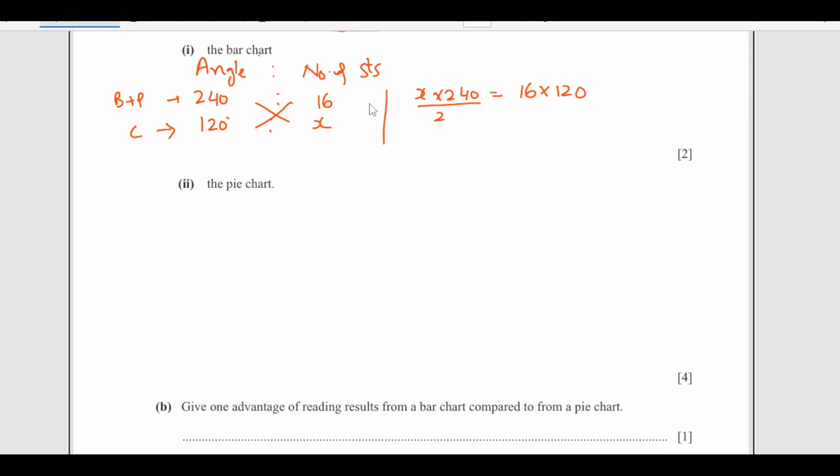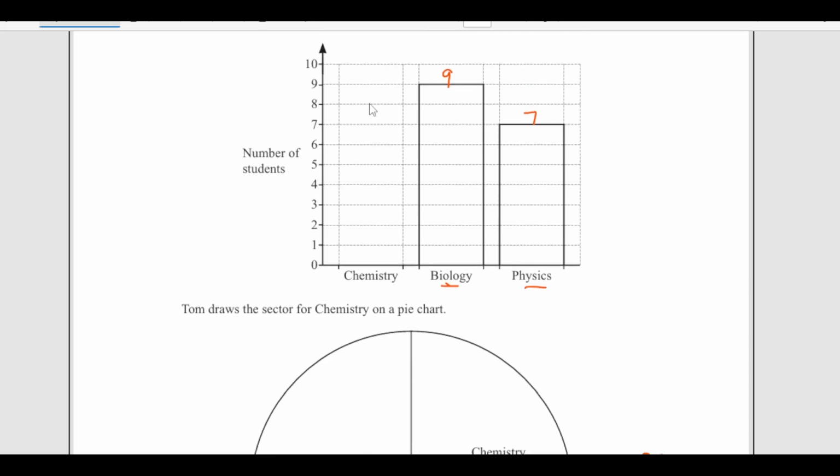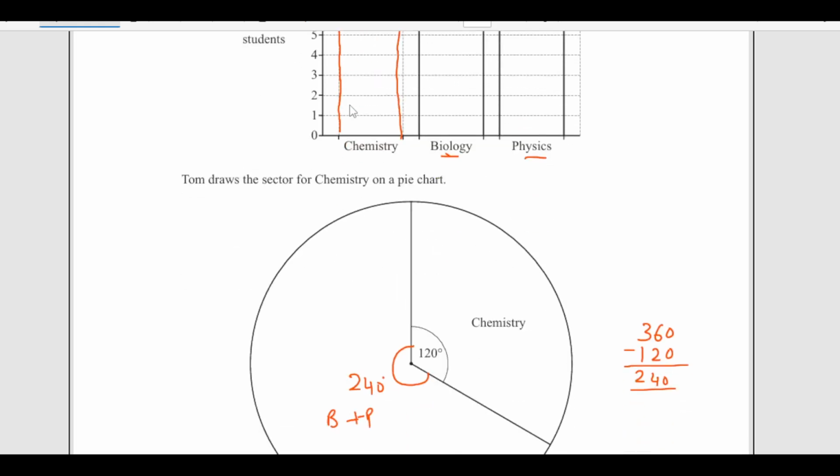So divide by 240 on both sides. We have x equals 12 times 2 and then 2 times 8, so x is 8. That x is the frequency for chemistry. So we will complete the bar chart here with 8. Draw the line, use your ruler to draw all these lines. Sorry, my line is not straight. So this is 8, right. So this is the first part.